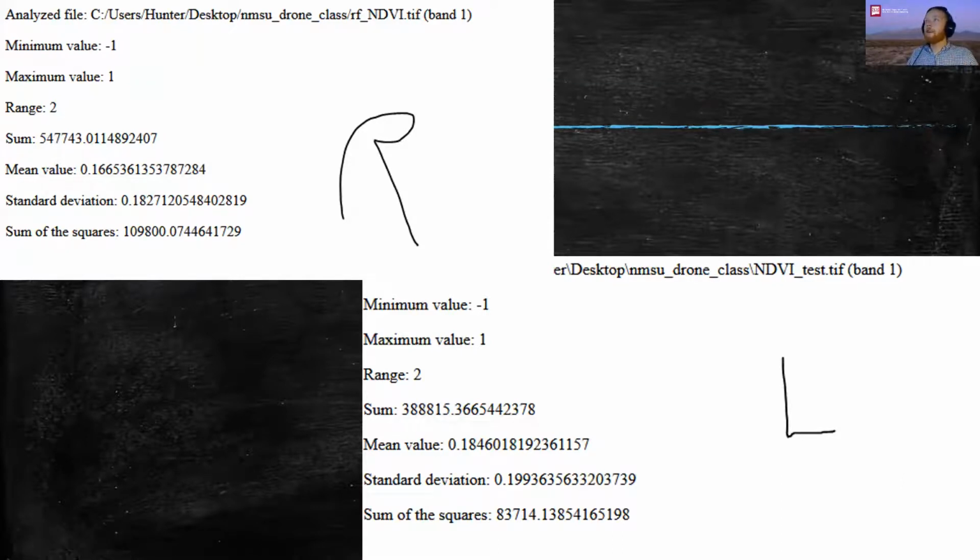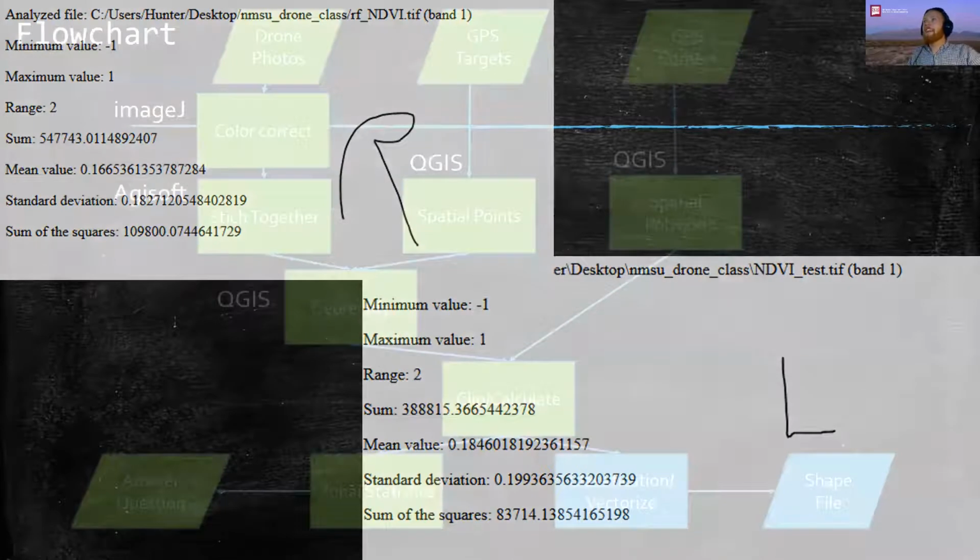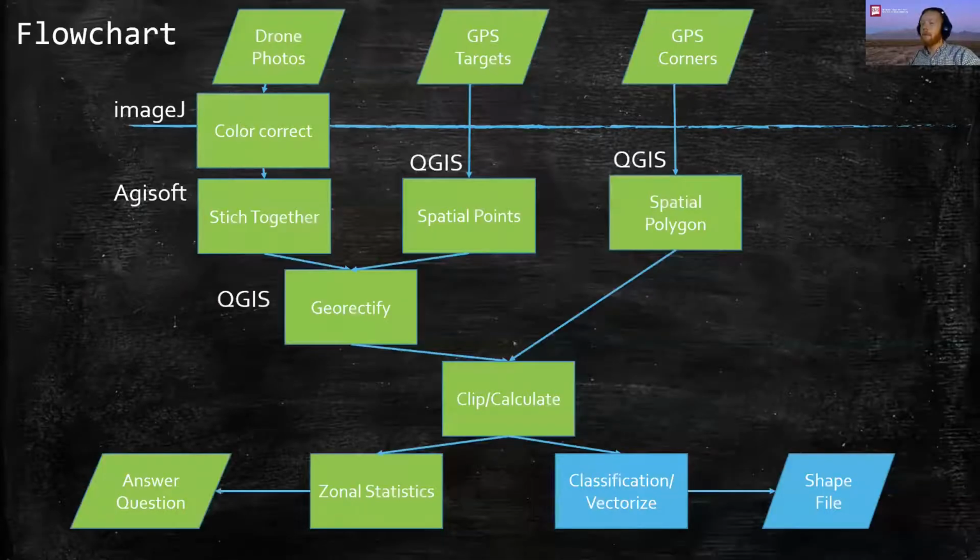But if you just had to ask the question of which one is better, the mean value of the barley is higher. There is less soil present. So I would say that the barley was a better cover crop, just density-wise, and not showing as much soil. And that answers our question. Next, we want a classified and vectorized output.